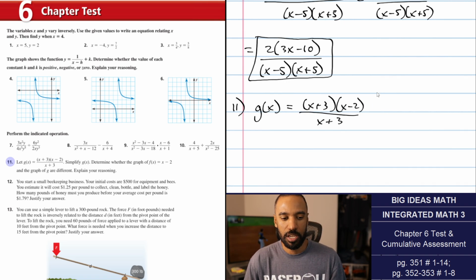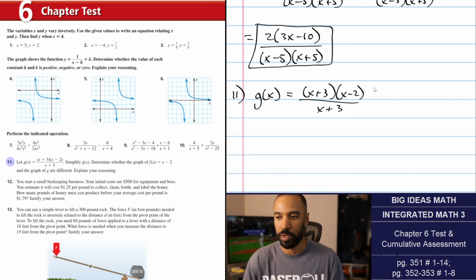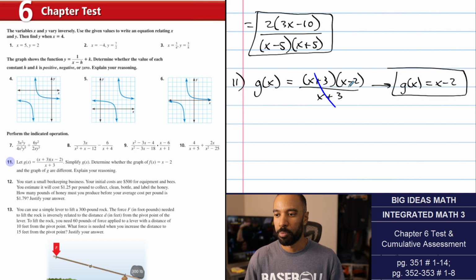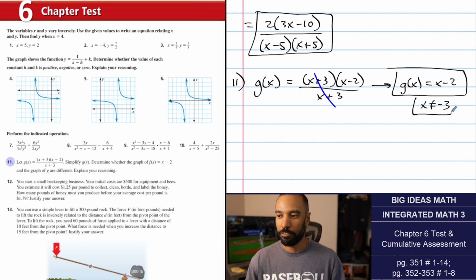They say simplify g of x and determine whether the graph of f of x minus 2 and the graph of g are different. Explain your reasoning. Here's the thing. These two divide out, right? They cancel, and you're left with x minus 2. So now you have suddenly g of x equals x minus 2. But this is where those exclusions apply, the restrictions. X can't equal -3 here. Whereas you have an f of x equation that's just literally f of x equals x minus 2.